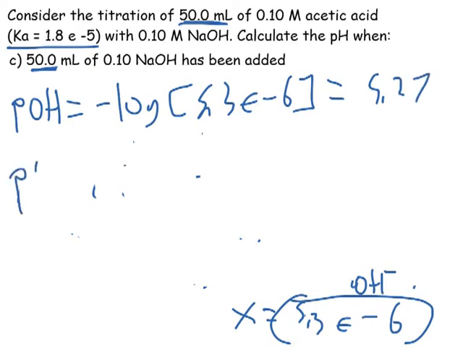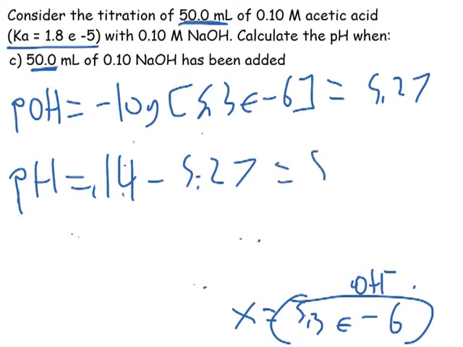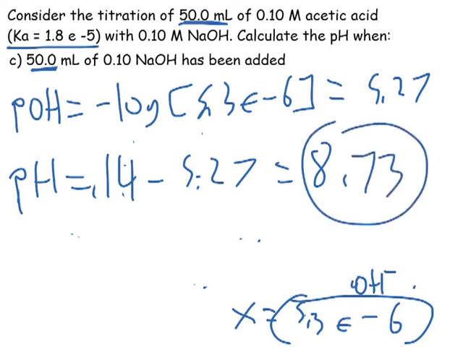And now to find the pH, we subtract this number from 14, and we should get around 8.73. So that is the pH at the equivalence point. And as you notice, because we're dealing with a weak acid with a strong base, the solution is going to be basic at the equivalence point because the strong base wins over the weak acid. So this is as hard as it gets, but there's one more type of problem we need to familiarize ourselves with.